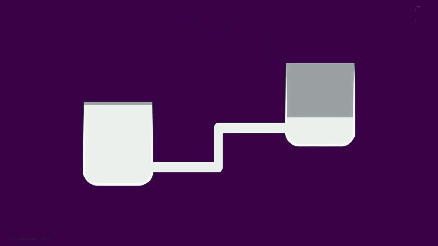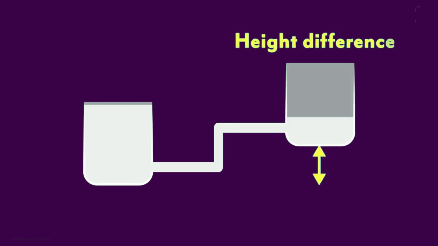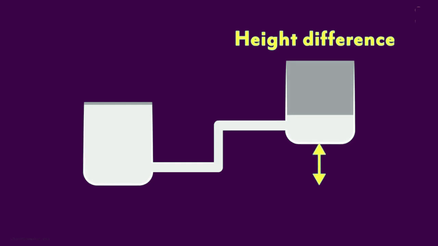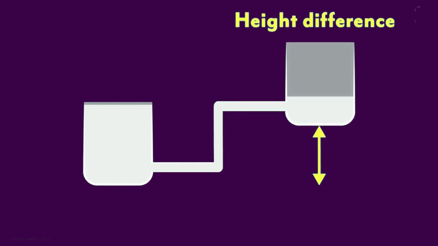As we have discussed earlier, it is the height difference that makes the water flow from a higher beaker to a lower beaker. But what if I increase the height difference? Yes, the water will flow much faster. So we can say that the flow of water is directly proportional to the height difference.